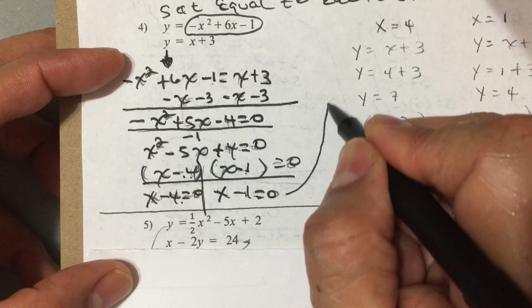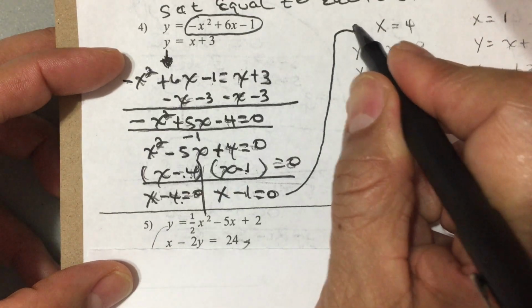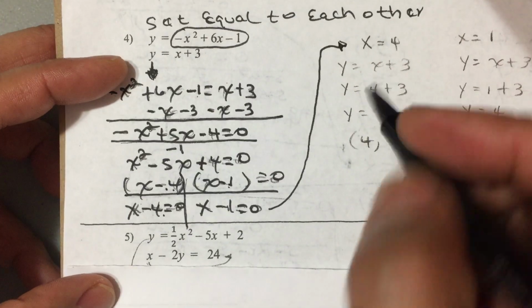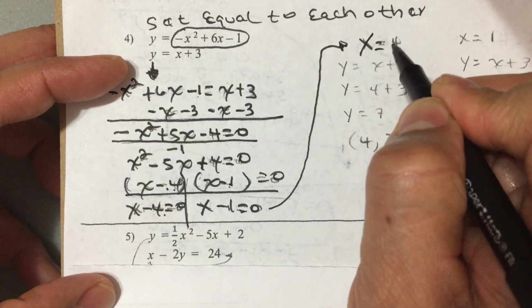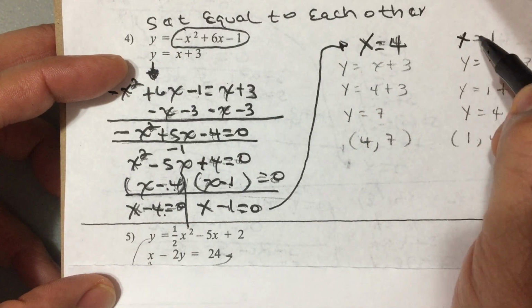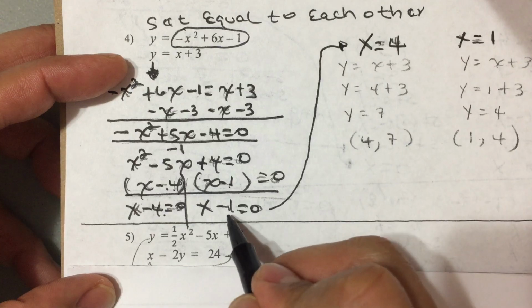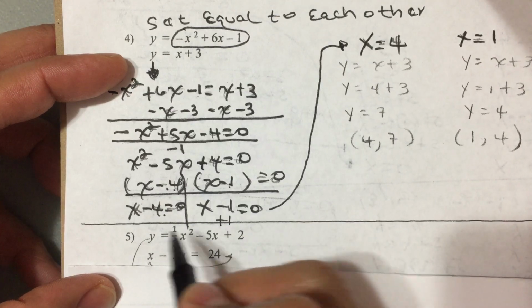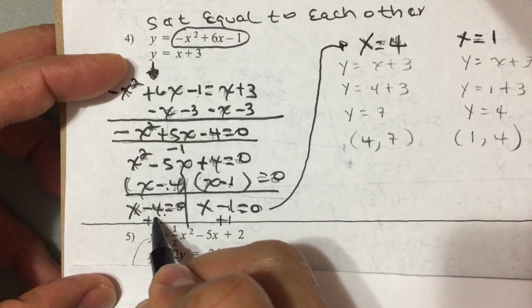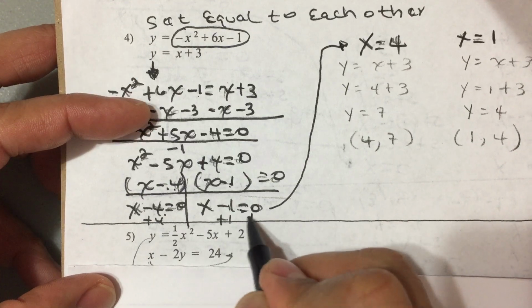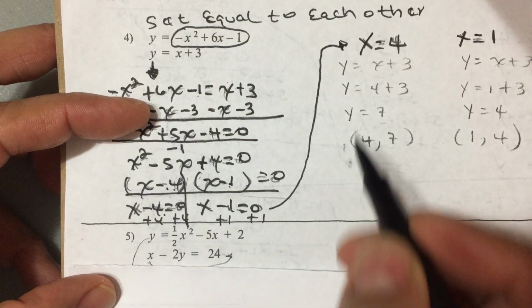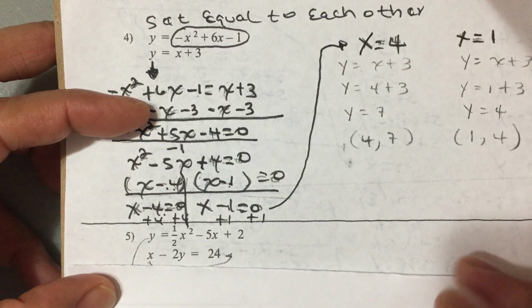So I'm going to continue here. My first root is x equals 4, and my second root is x equals positive 1, because this one is going to be plus 1, and that's going to be plus 4, and that's where the 4 and the 1 come from.